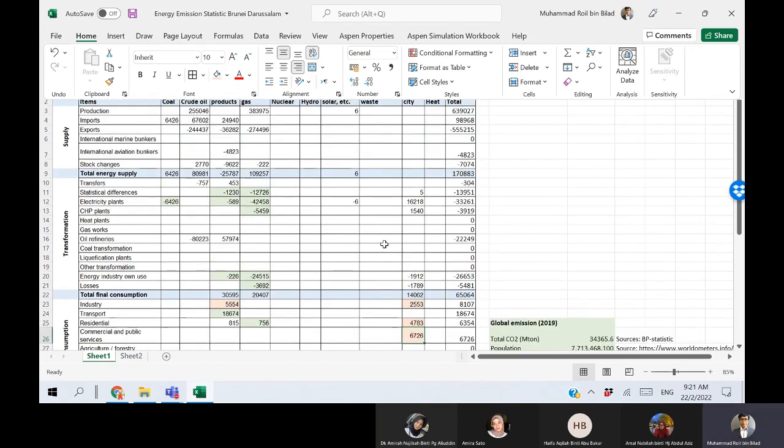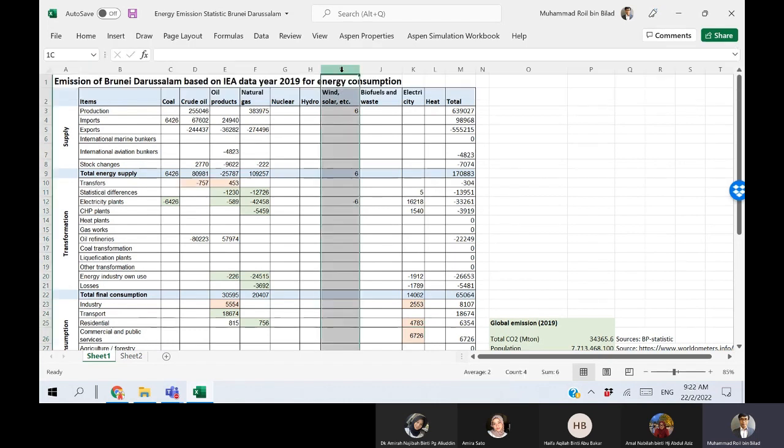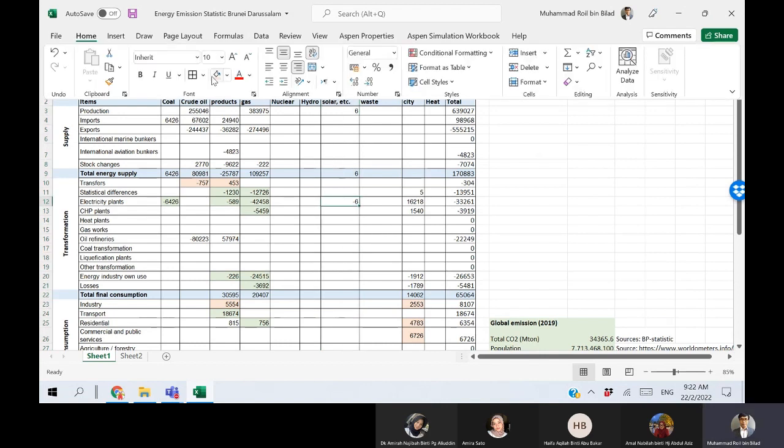So next, transfer is something. It is just transfer, so there is no conversion. Wind, solar, and so on, we know they don't emit things. They don't emit CO2. So this one is excluded.